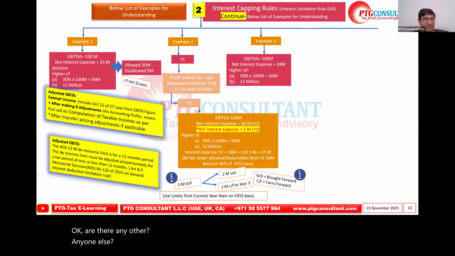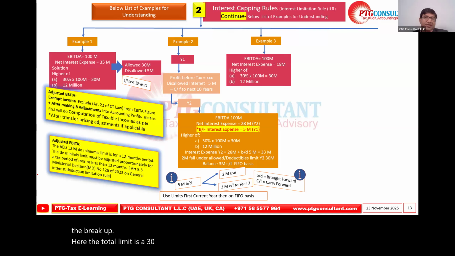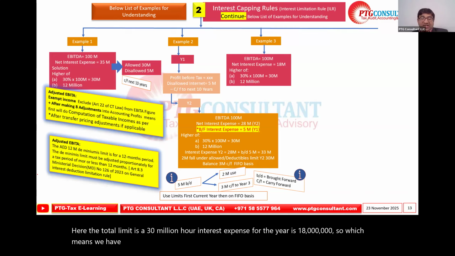See here, you have to mention under the example how much will be from the current and how much is the brought forward. Give the breakup. Here the total limit is 30 million. Our interest expense for the year is 18 million. So we have a 12 million gap that can be utilized from the previous year. But from the previous year, we have only 3 million.